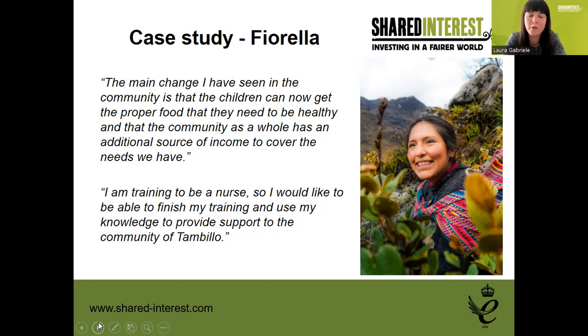And Fiorella also told us she was training to be a nurse, and she would like to be able to finish her training and use the knowledge to provide support to the community that she lives in.